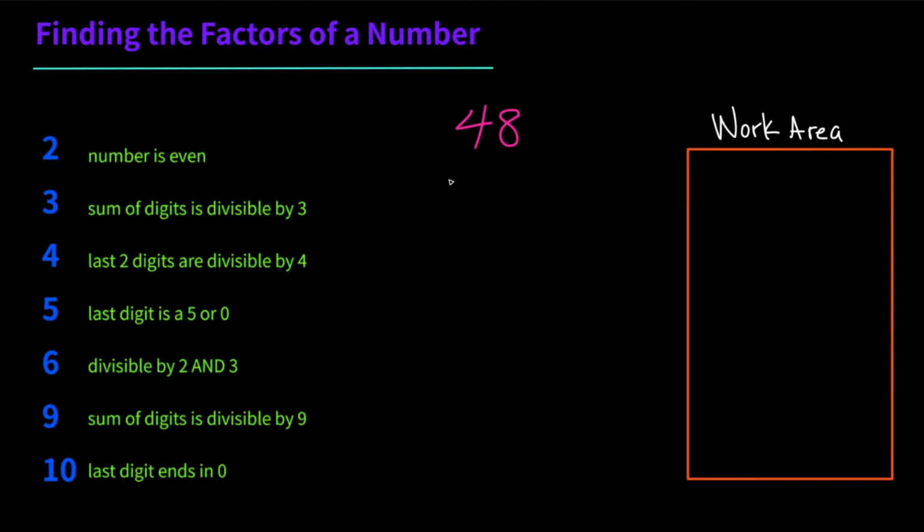Our next example is 48. We have these divisibility rules over here to help us determine quickly if 48 is divisible by these special cases. If it's not, then we don't have to do all the extra work associated with it. We see that 48 is an even number. That means 48 is divisible by 2.